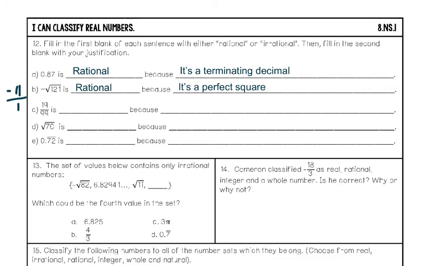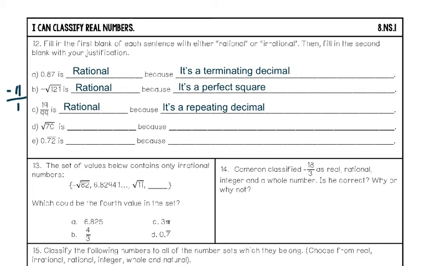Let's look at C. You have 19 over 99. If you type that in the calculator, you're going to get a repeating decimal. If it repeats, it's rational. Your other clue is that it's a fraction, so it's rational. So your answer could be either you can write it as a fraction or it's a repeating decimal.